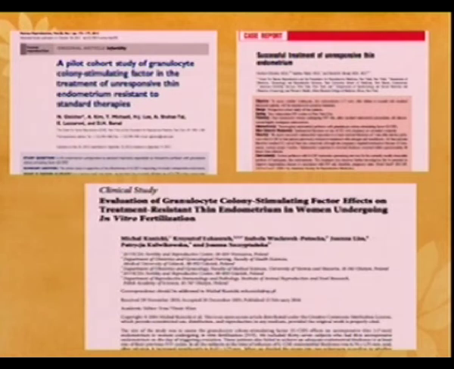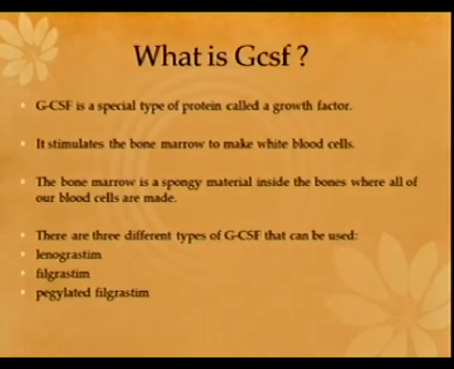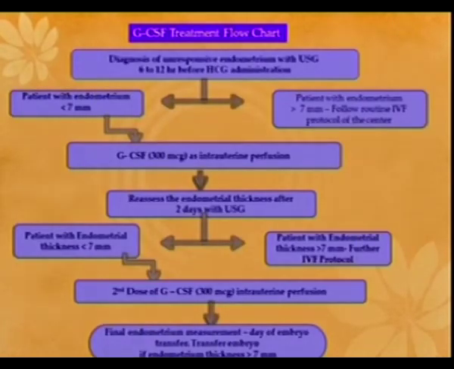Another modality is granulocyte colony stimulating factor, for which there were different studies. Dr. Anirudh has already covered the whole genomics of how to use it, but this is a very simple slide showing that once you have diagnosed an unresponsive endometrium, 12 hours before HCG administration, in a patient with endometrium less than 7 millimeters, you can go for G-CSF intrauterine perfusion of 300 micrograms. Normally it comes in a pre-filled syringe, and you can just attach it to a Tom Cat catheter without touching the fundus and go in for intrauterine perfusion.